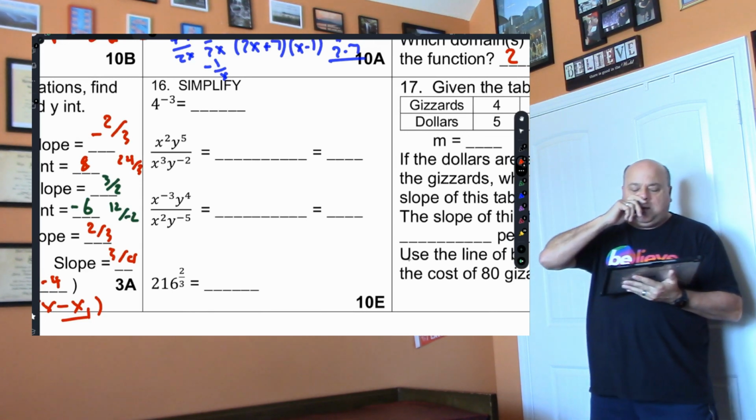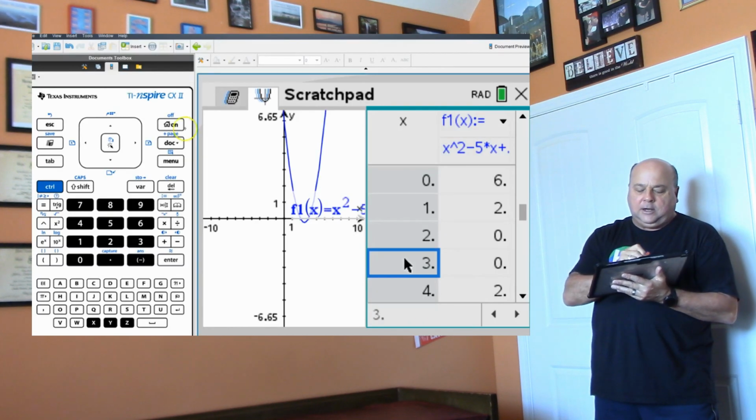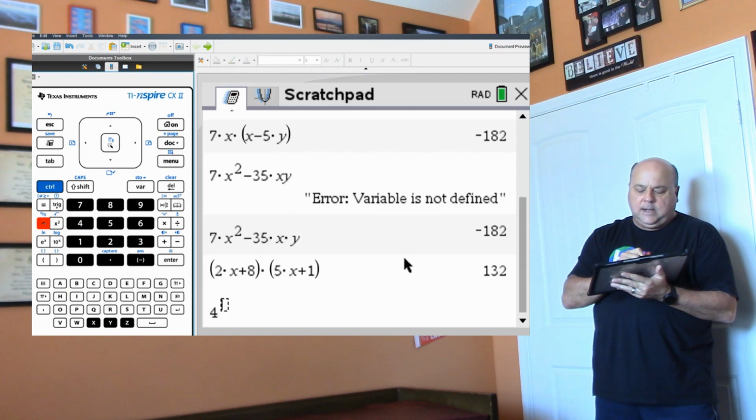This is just straight into the calculator, okay? So 4 to the negative 3. Let's go to our calculator, hit home, and then hit A. Type in 4, caret, negative 3.